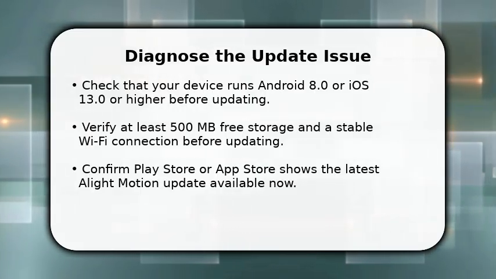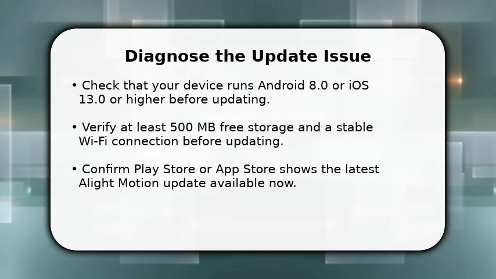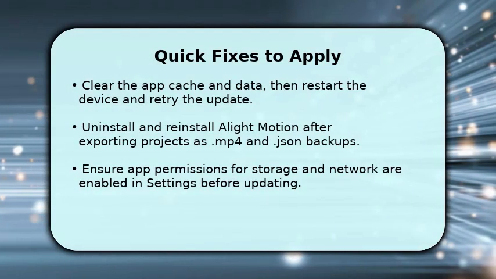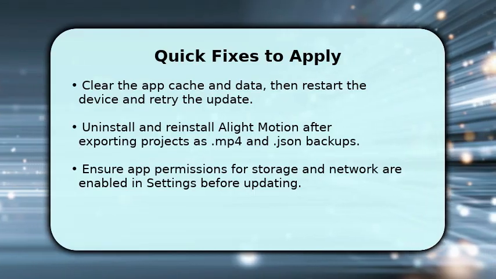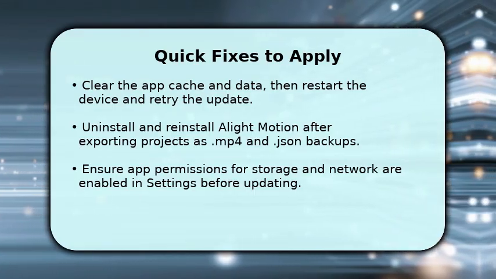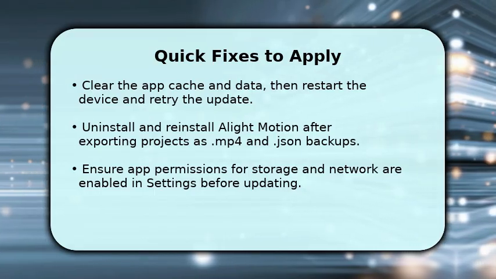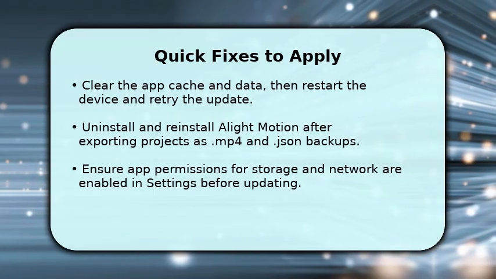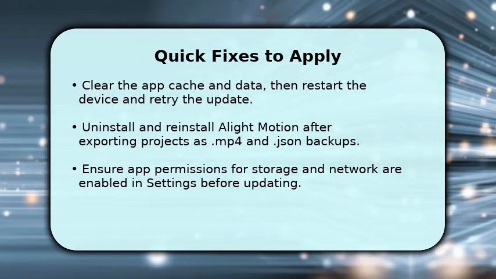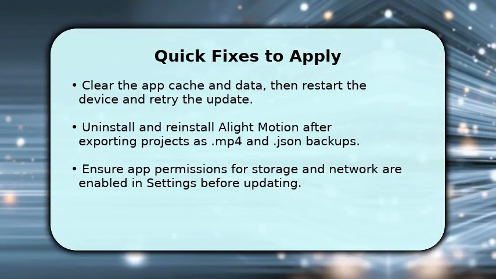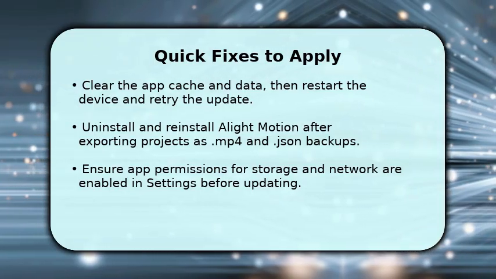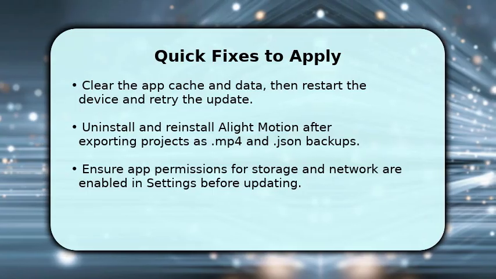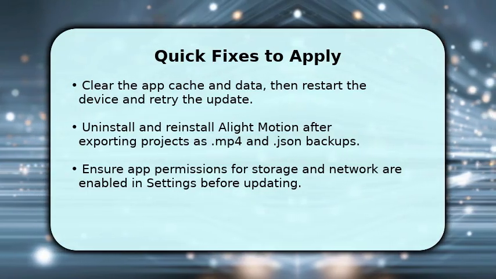install. Apply quick fixes in a specific sequence to resolve most update errors reliably. First, clear the app cache and app data from settings, then restart the device and retry the update. If that fails, export all active projects as MP4 and create a JSON backup or two before uninstalling. Uninstall Alight Motion, then reinstall from the official store and restore your exported files. Finally, confirm storage and network permissions.